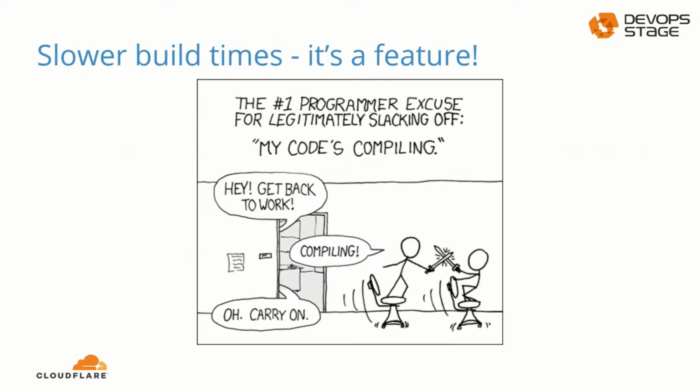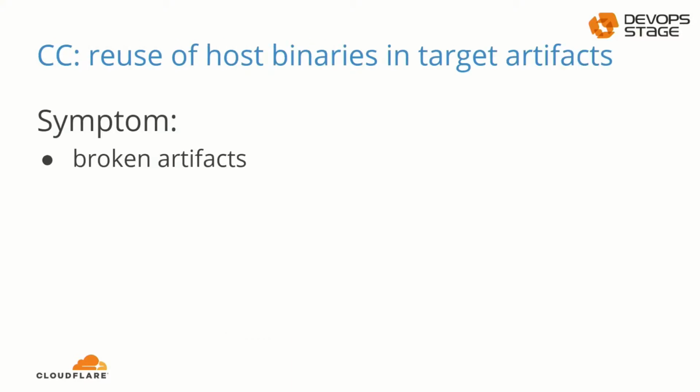Your developers would definitely complain: why are we building for ARM64, we still don't use it, we have slower build times. But I think it's a feature, because you give your developers a chance to have a rest from their daily hard-working routine. The final symptom we encountered is broken artifacts. Both native compilation and cross-compilation work, but the output of the build system is just broken for the target architecture.